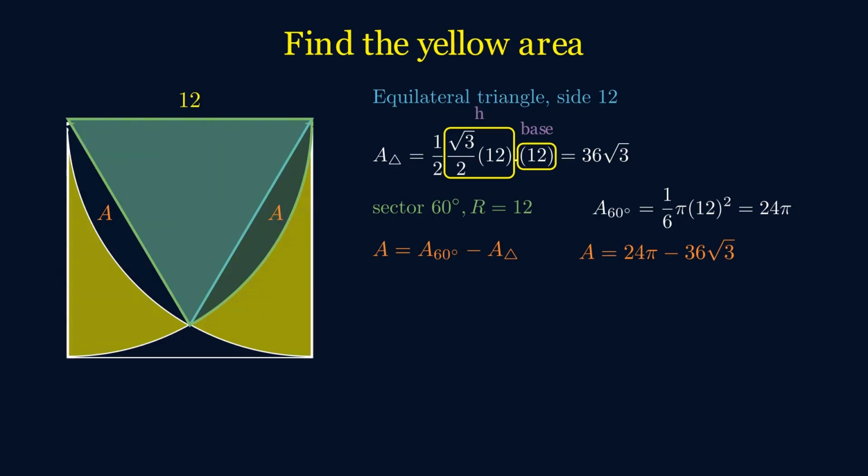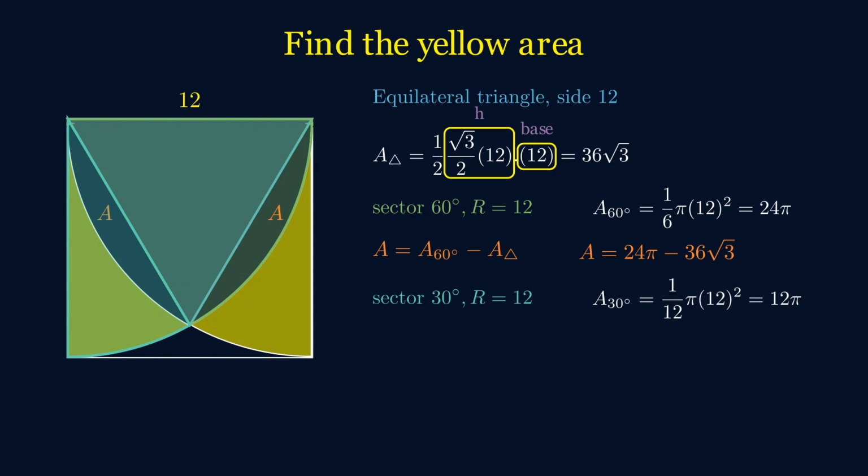Next, we also need the 30-degree sector at the same corner between the side of the square and the line down to the meeting point. A 30-degree sector is 1/12 of the full circle. So its area is 1/12 times 144 pi, which is 12 pi.